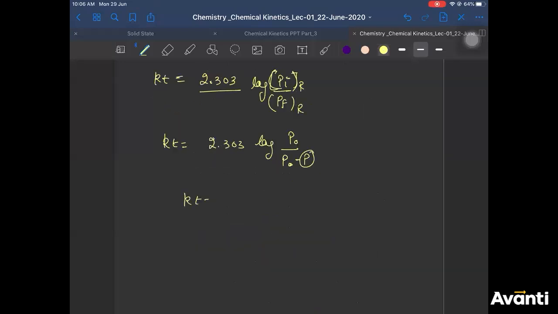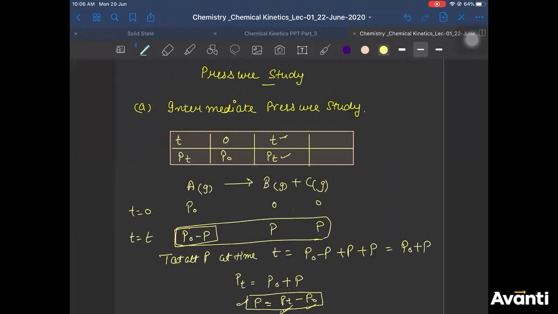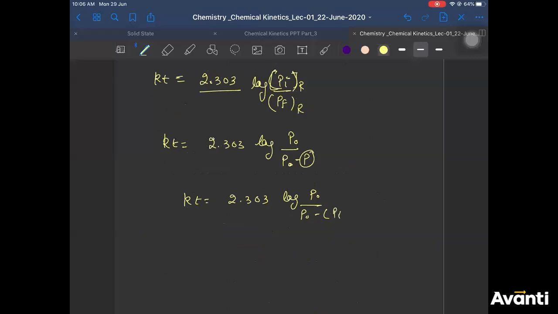Kt is equal to 2.303 log P naught by P naught minus P, where P is PT minus P naught. So what do you get? Kt is equal to 2.303 log P naught by, on simplification, you'll get 2P naught minus PT. So this is your final expression.